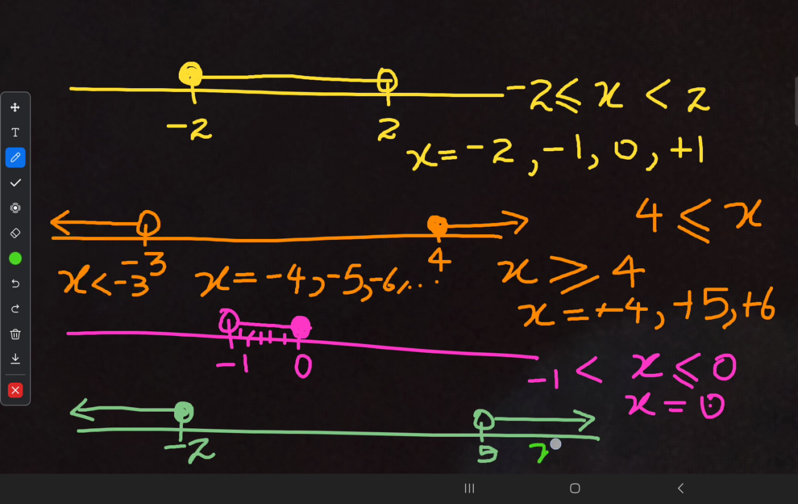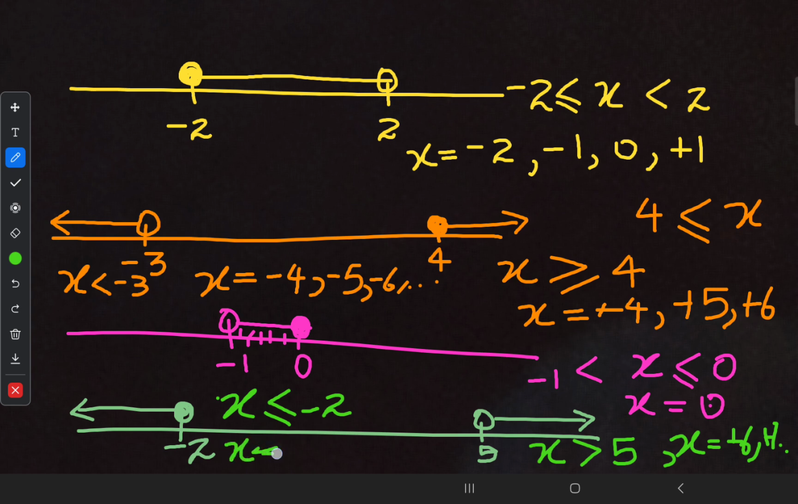Okay, for the final one, x is greater than 5. So x can hold the values which are equal to +6, +7, likewise. Okay, in here, x is less than or equals to -2. That means x can have the values -2, -3, -4. Okay, these are the possible x outcomes in this case.